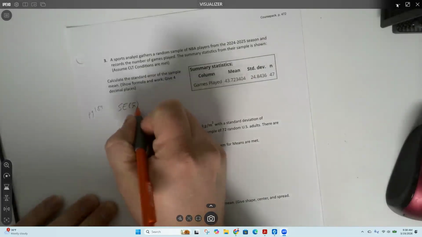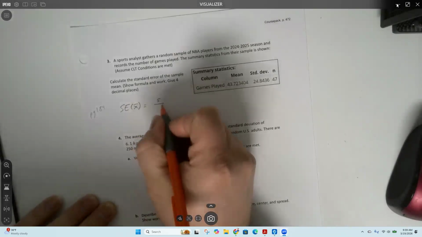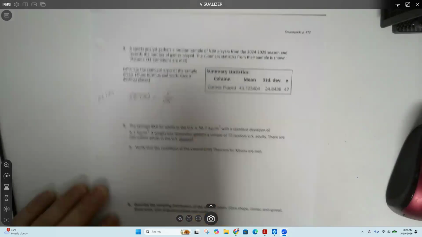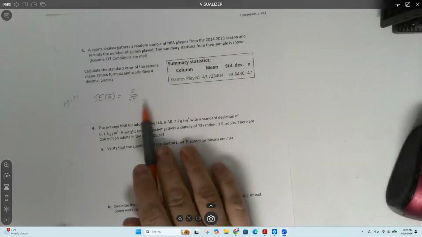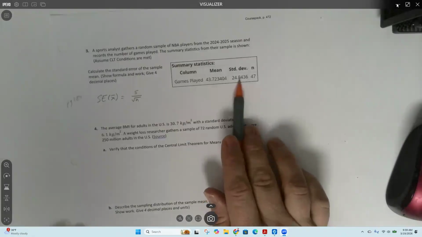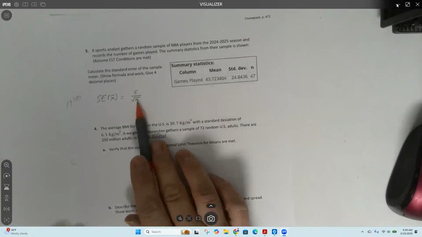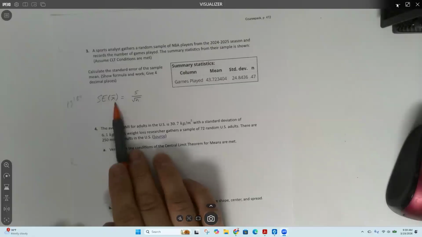SE x-bar equals standard deviation divided by the square root of the sample size. So if you have the standard deviation and you have the sample size, you plug it in here, put it in Desmos, and you'll be able to calculate your standard error.